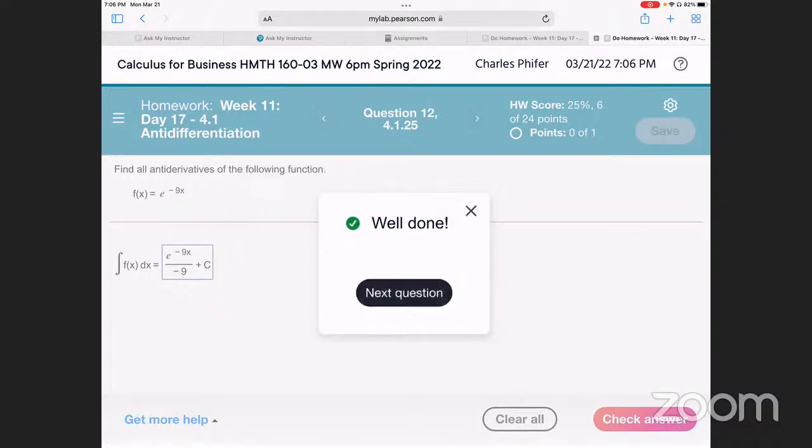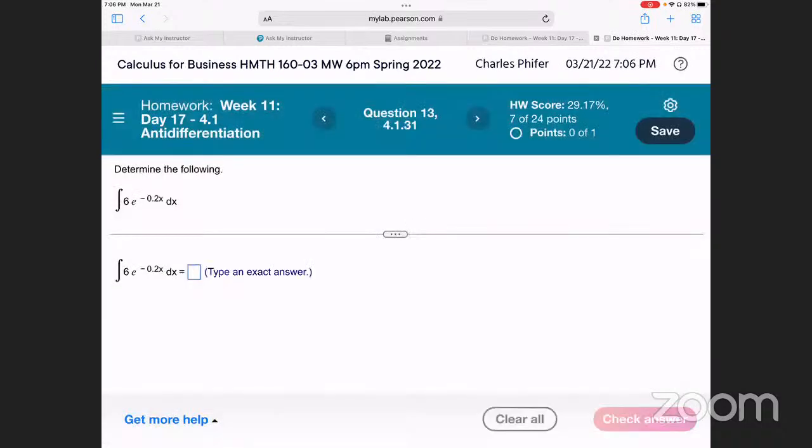See the time. We got a solid 5 minutes. Let's go for another 5 minutes.